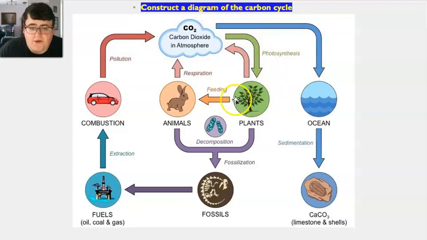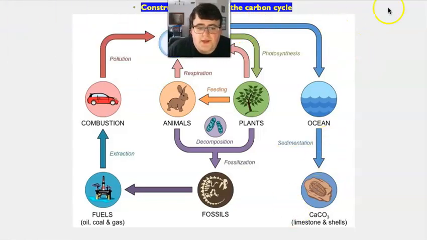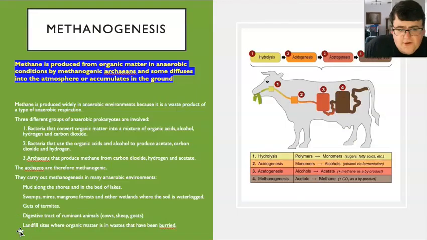photosynthesis, the green arrow. We've covered the pink respiration arrows, and we've also covered the ocean arrows here to methanogenesis. All of our organic matter, when it's under anaerobic conditions, can produce methane, which will diffuse into the atmosphere or could also accumulate in the ground. Methane is produced really widely in any anaerobic environments because it's a waste product of anaerobic respiration.